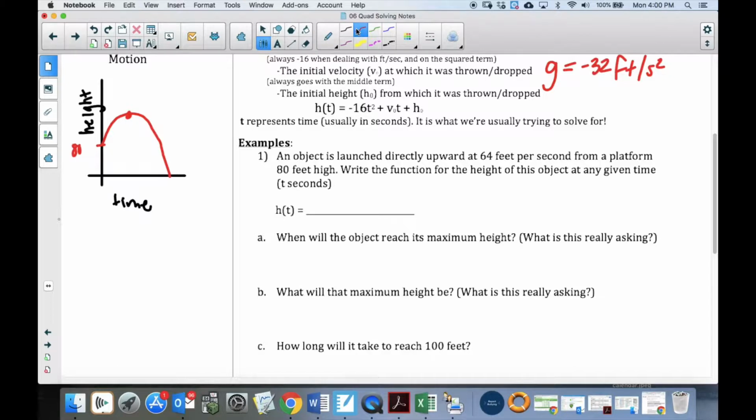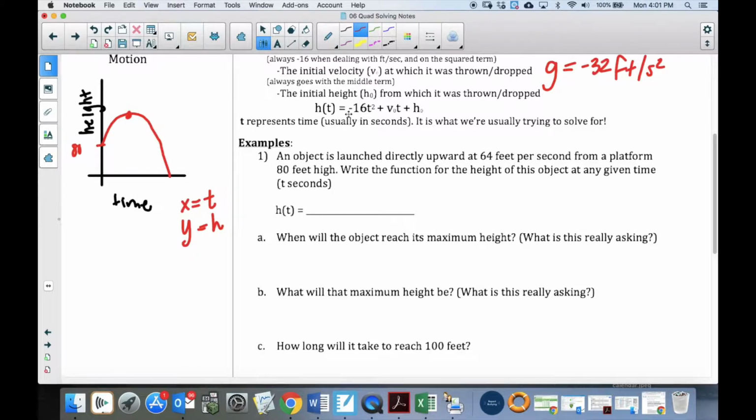An object is launched directly upward at 64 feet per second from a platform 80 feet high. Write the function for the height of this object at any given time with t in seconds. We are basically going to use this equation every time. And as you look at this equation and the diagram I have set up over here, I think you can see that the x-axis is time and our y-axis is the height. So anytime it asks about time, it's really asking about the x, and anytime it asks about the height, it's really asking about the y.